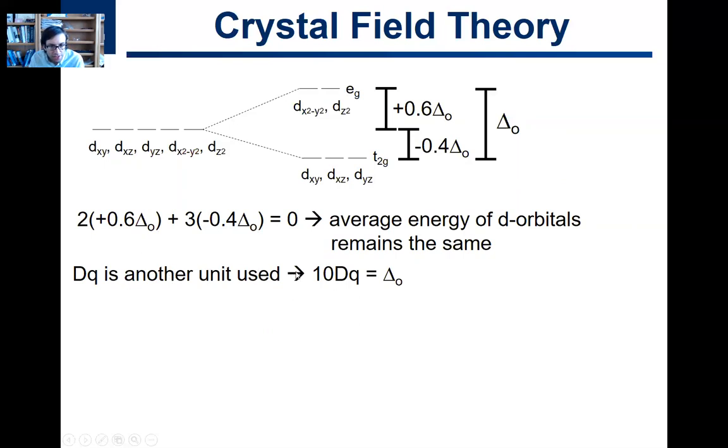Dq is another unit that is used, and people call it 10 Dq. They're trying to make it easier so you don't have these decimal points. So you talk about 6 and 4: the Eg went up 6 Dq and the T2g went down 4 Dq. So 10 Dq is the same thing as delta O. If you ever see that, just know it's a conversion, just different nomenclature. That's the meat of crystal field theory, and we'll see how we can apply this to various transition metal complexes in the next video.